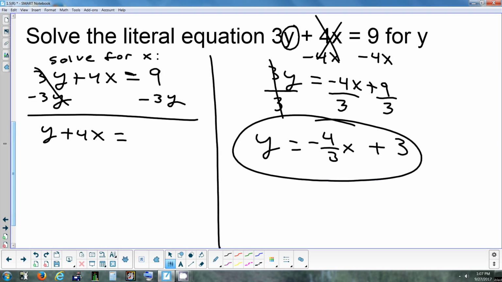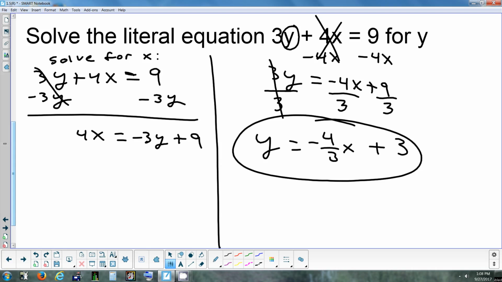Y plus 4x. No, hold on. What goes on the other side? Negative 3y plus 9. Okay. Does everybody agree with that? I see one thing that's there that shouldn't be there. This y. Right? 3y take away 3y is 0. Now, what would be my last step? Divide by 4. Good.